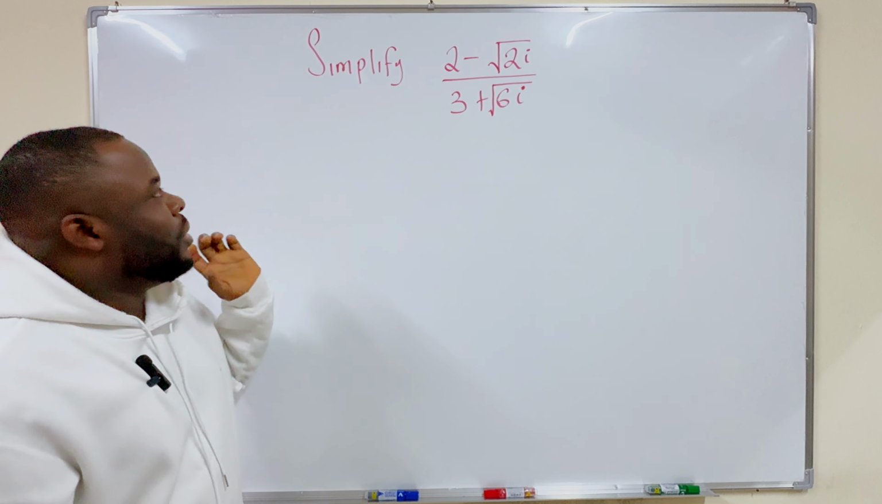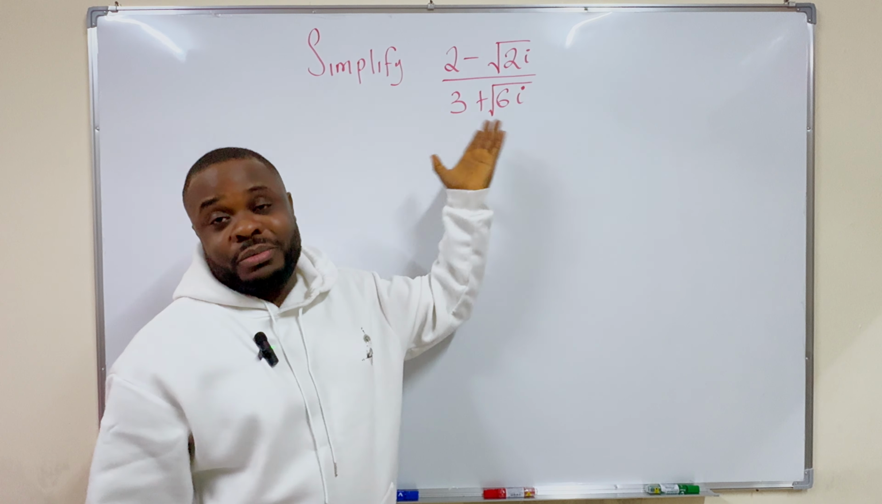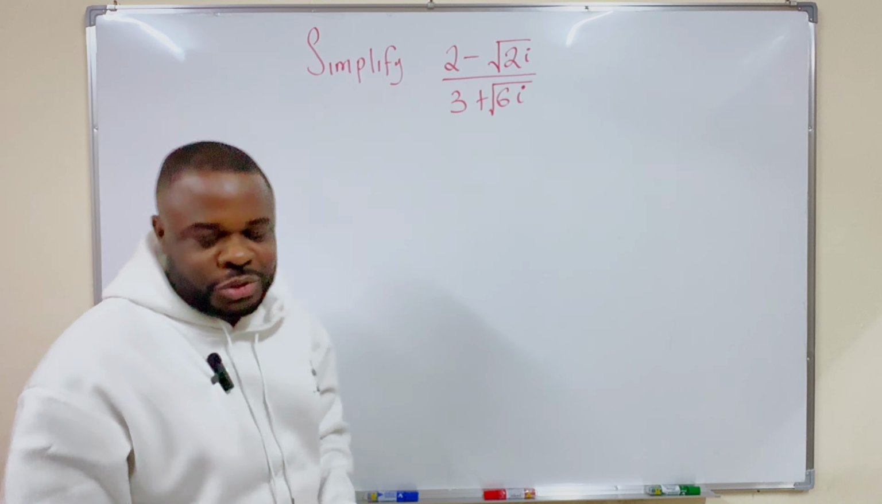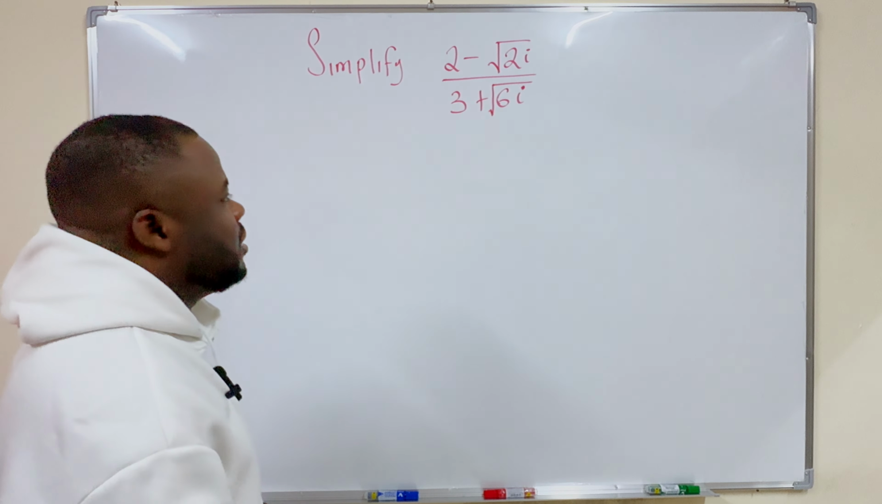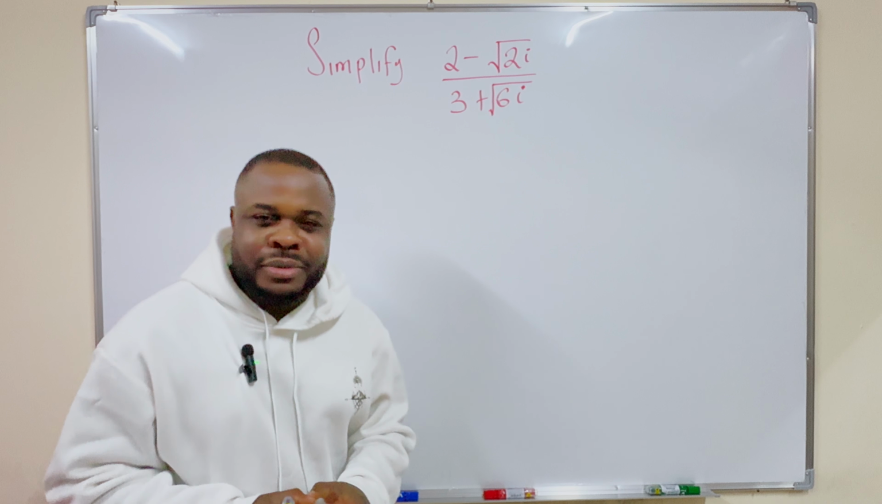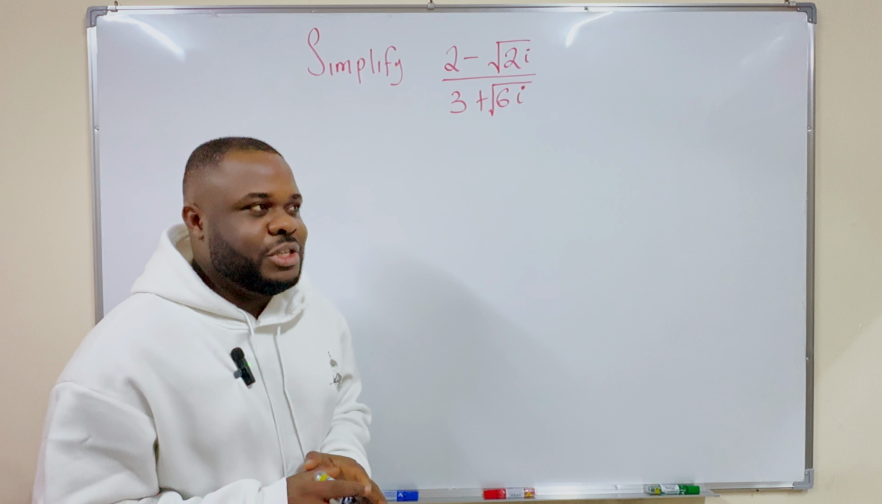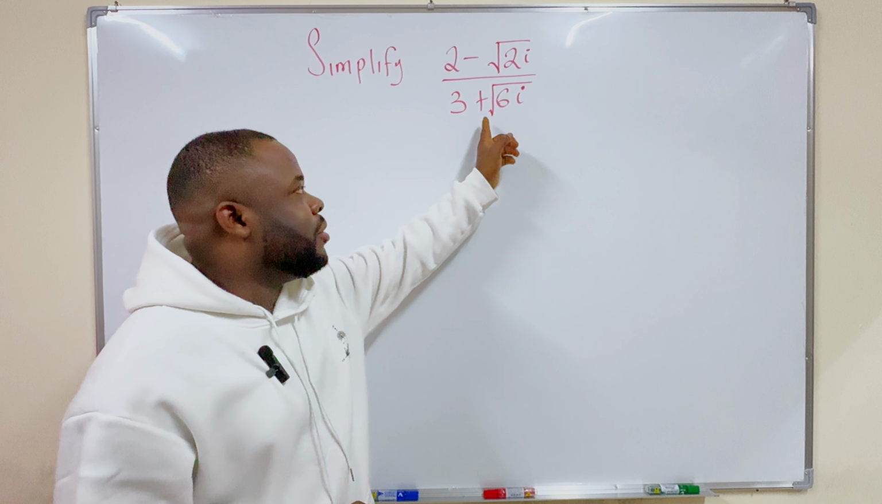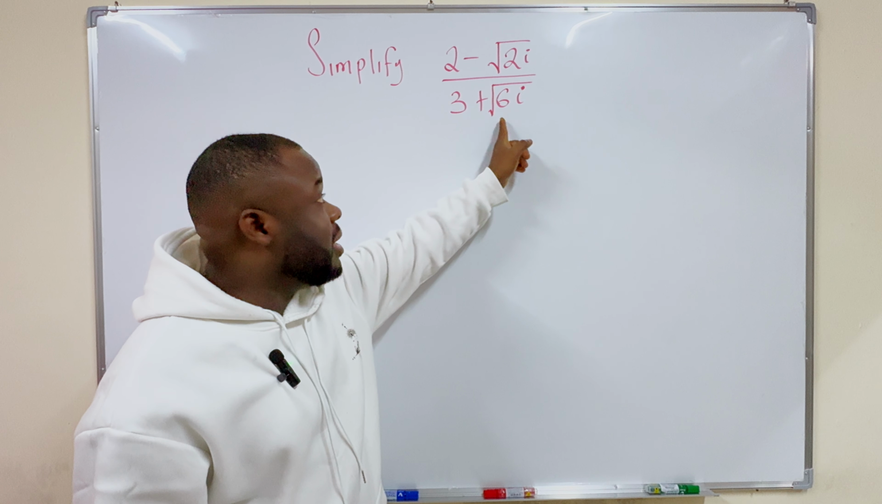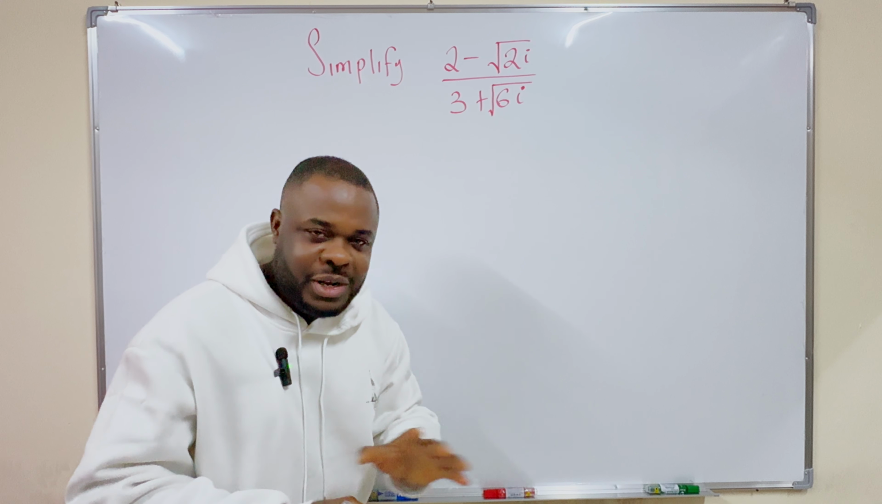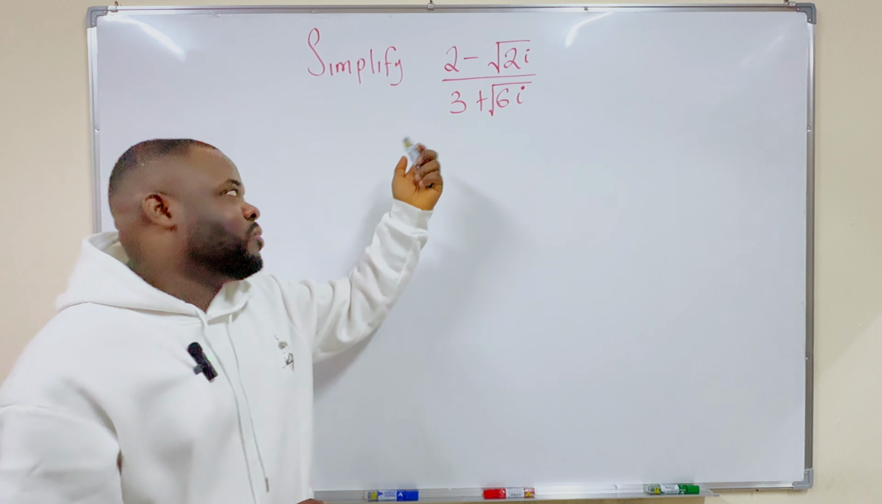Welcome back, and we're asked to simplify this complex expression. So let's do that. When you see simplifying a complex expression, the major thing you need to know is to find a way to remove the imaginary parts of your denominator. You must find a way to remove it. So that is what we are going to do here.